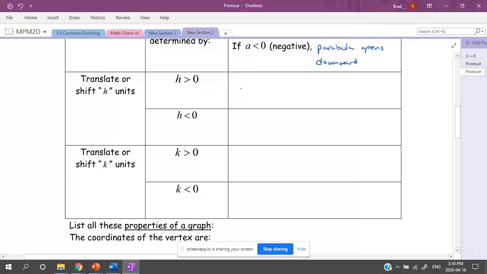So I'll tell you on the note here, if h is greater than 0, so if it's a positive number, then the entire parabola is shifted to the right. That's probably what you would expect, right? A positive number is going to shift it to the right. But here's what's confusing about that.